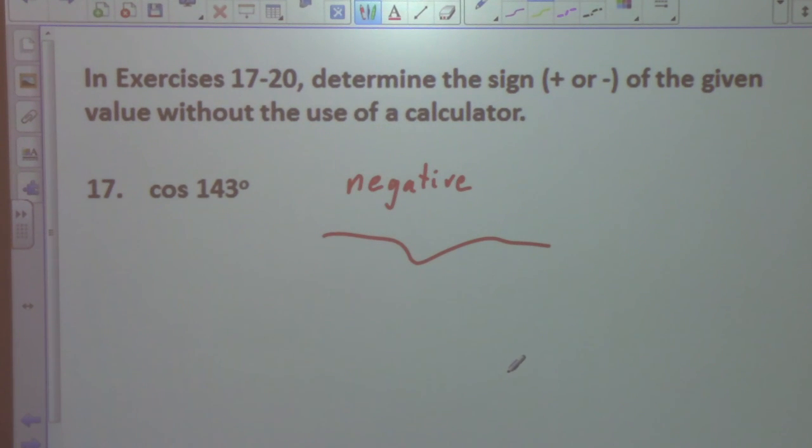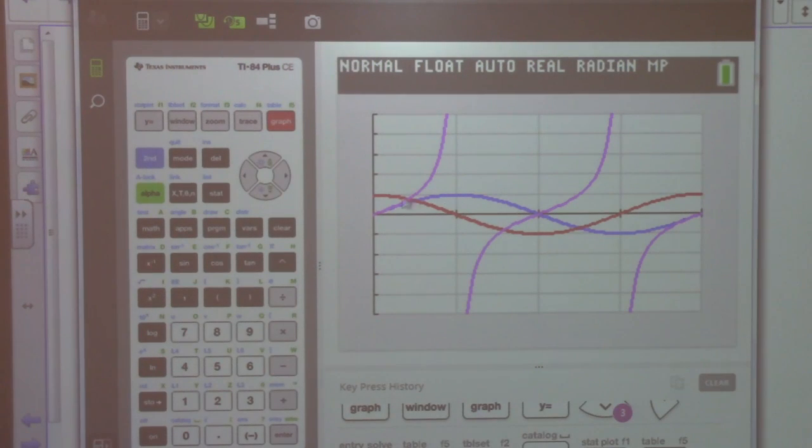Is it the y value or the x value? It's going to be the y value. Let's look back at our graph here. Okay. So we look at 143 degrees, which is in here someplace. Right. At 143, we see the value of cosine, which is in red here, is negative. Yeah. So that's what happens. And of course, it'd be easy to do with a calculator, but it takes a little thinking to do without a calculator, doesn't it?